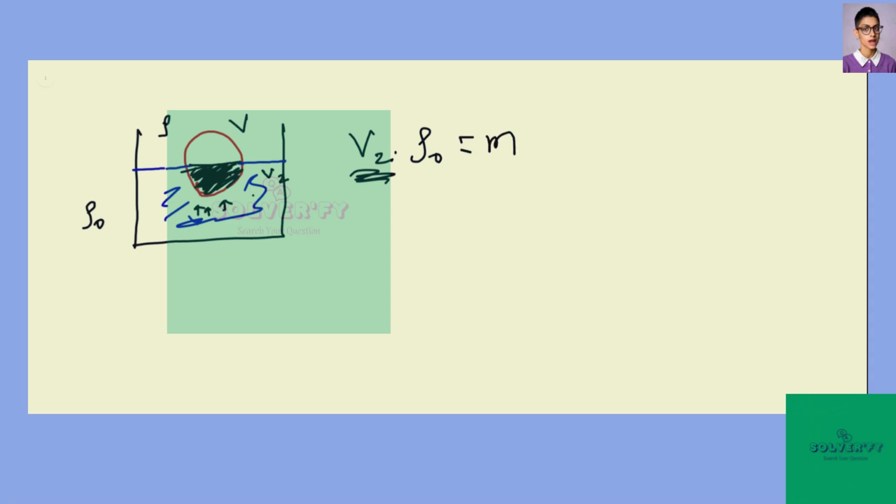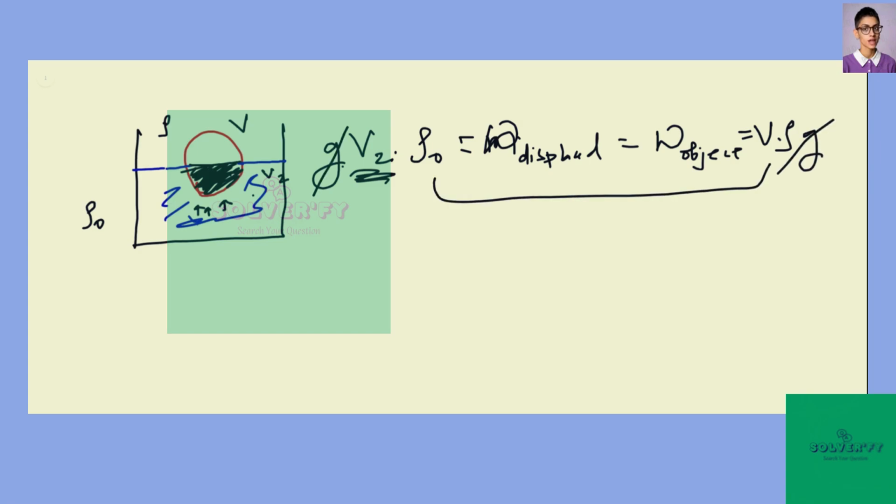So this is the mass of the displaced fluid. Now let's multiply it with g because we need the weight of the displaced fluid. This weight of the displaced fluid is equal to the weight of the object, which is its total volume times its density times g. Using this equation, we simply cancel the g out and we have the volume submerged divided by total volume is equal to rho by rho naught.